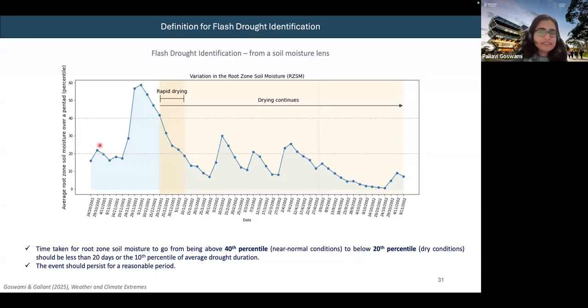So the approach is pretty simple. We look at how the soil moisture percentiles change with time. We've got two thresholds here: the 40th percentile and the 20th percentile. The 40th is indicating near normal conditions. The 20th percentile is drought conditions. So the idea is to understand how long it takes for us to go from here to here. And if that's relatively short compared to a conventional drought, then we say it's a flash drought. So really simple approach, just looking at how the soil moisture percentile goes from 40th to 20th.